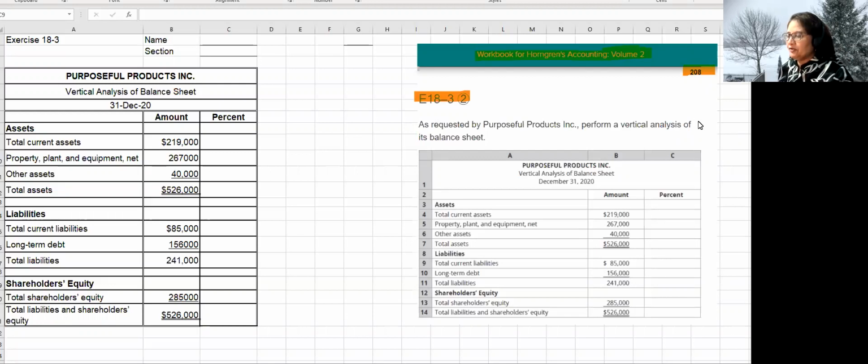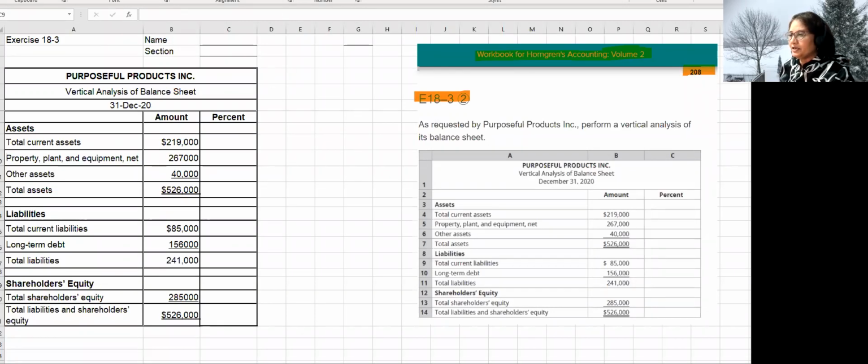In the previous video, we saw horizontal analysis, where each element of the financial statement is compared from one period to another period. In the case of vertical analysis, as the name suggests, vertical means up and down, where each element of the financial statement is compared as a percentage of the base amount.